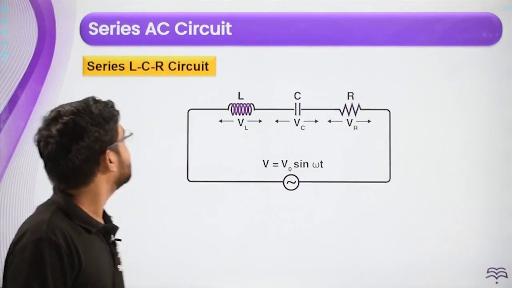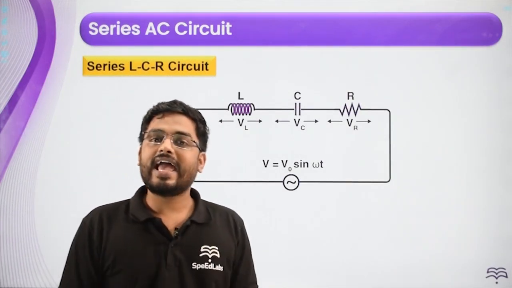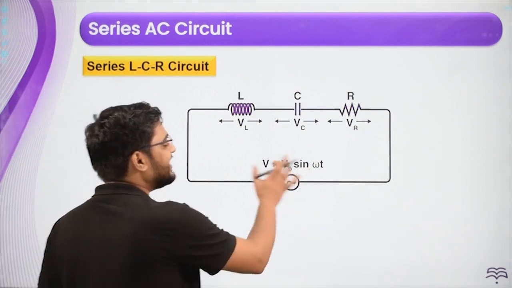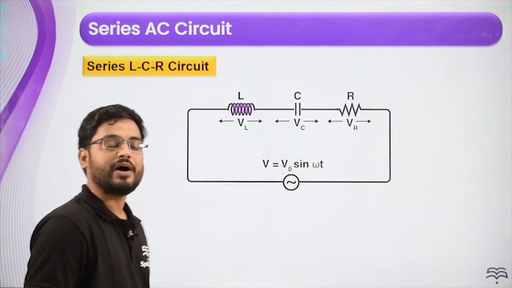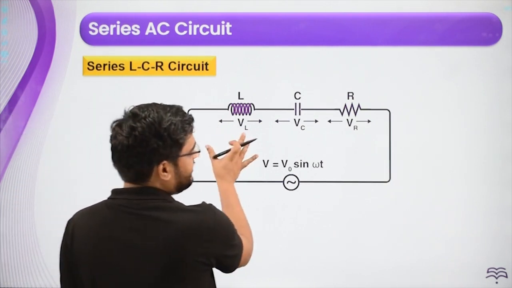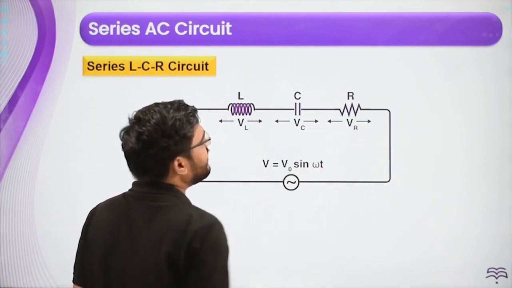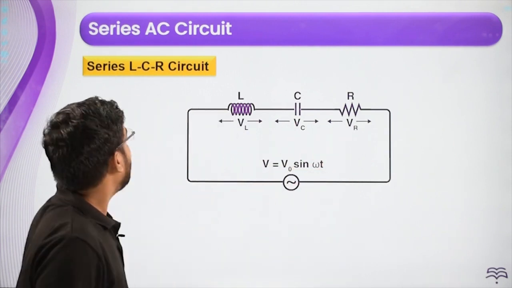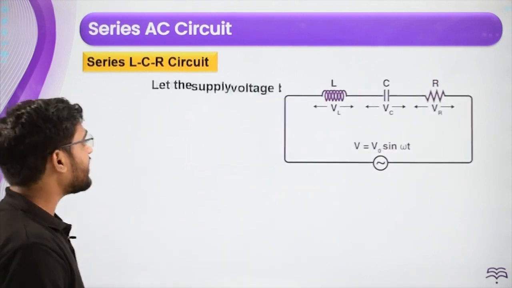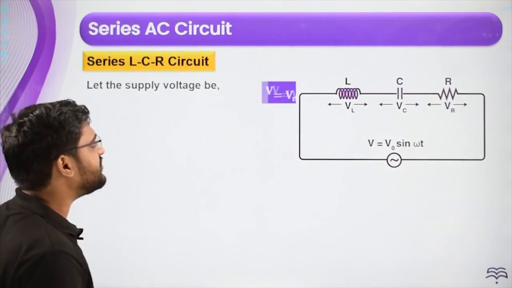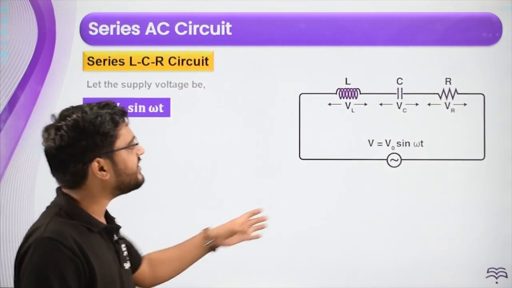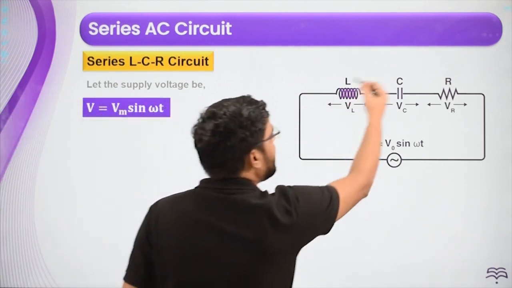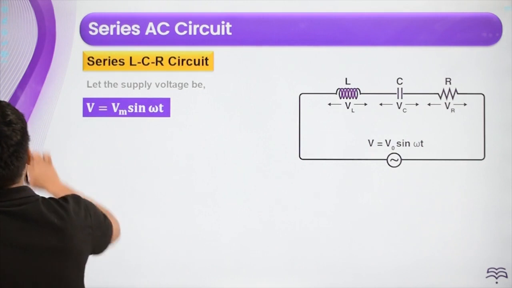Now let us discuss the series LCR circuit. So what is a series LCR circuit? Across the AC voltage source, we are going to apply an inductor, a capacitor and a resistor, all three of them in series. So that's a series LCR circuit. The idea is the same: voltage will be given to us and we need to get the current. Here you need to remember that the same amount of current is flowing in all three of them.